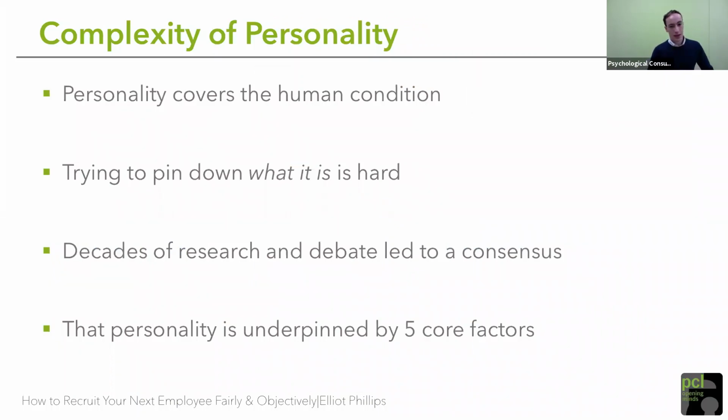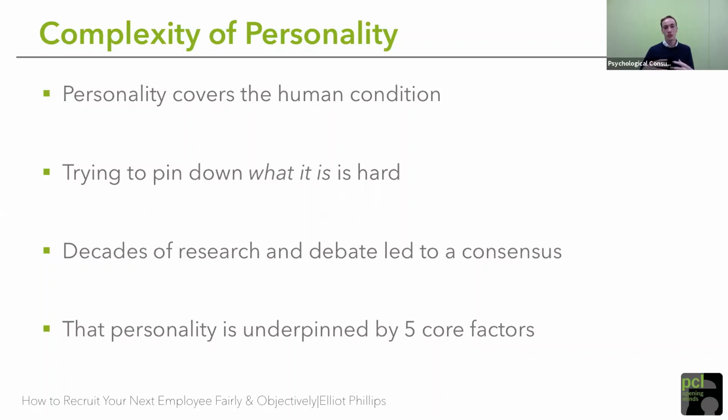Personality is complex. It tries to cover a lot of the human condition, the things that make us different from one another, but also the similarities we have between each other. Because it tries to cover so much, trying to pin down exactly what personality is is fairly hard. Across centuries, there's been debates among philosophers, and across several decades now, again, heated debate between psychologists, backed by a lot of research. There's a lot of research out there on personality.